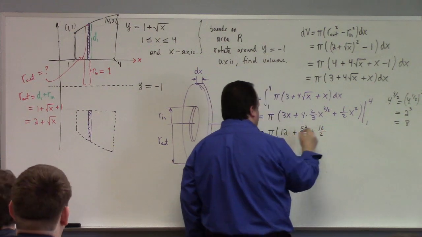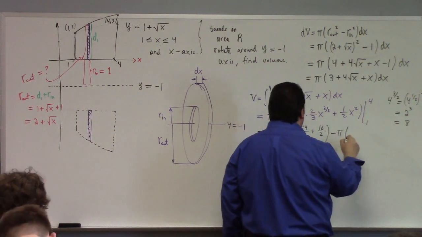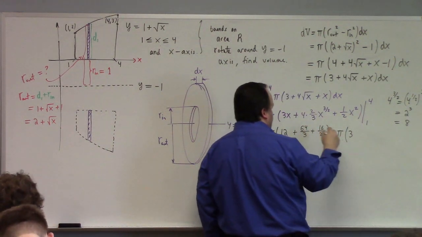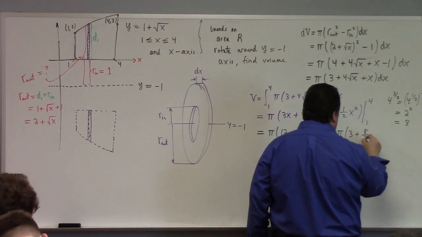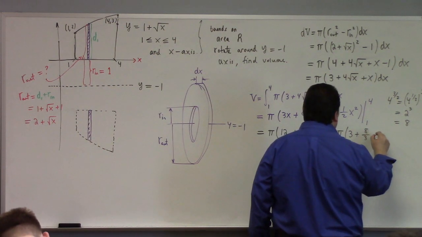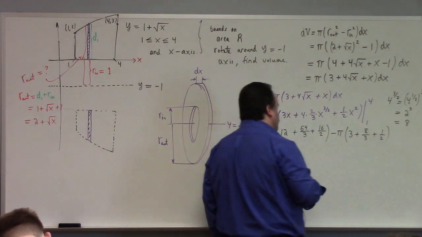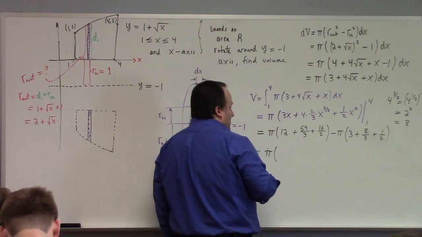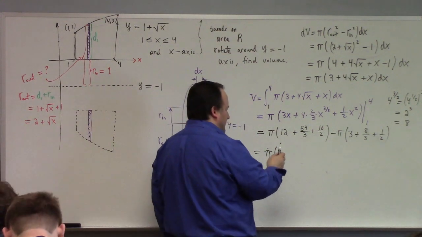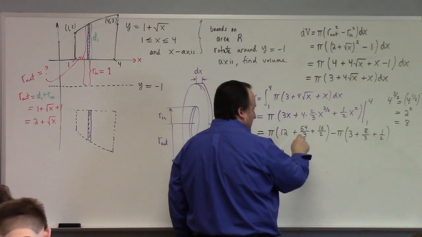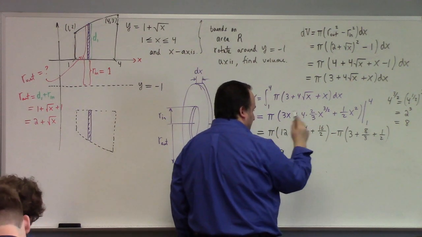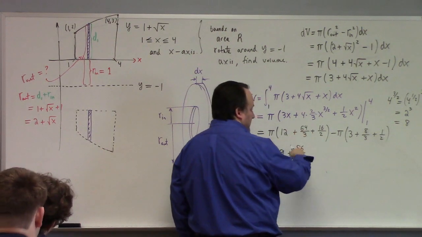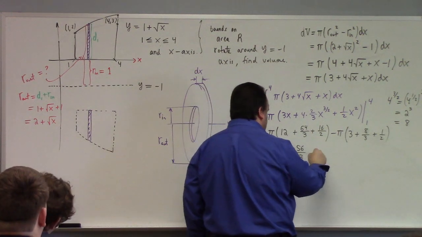And then I've got minus pi times the lower bound, which is easier to do, because evaluation at 1 is easy. So I got 3 plus 8/3 plus 1/2. So what do I got here? I got a pi. Let's see here. I got 9 from 12 minus 3. 64 minus 8 is 56, so 56 over 3. 16 minus 1 is 15.